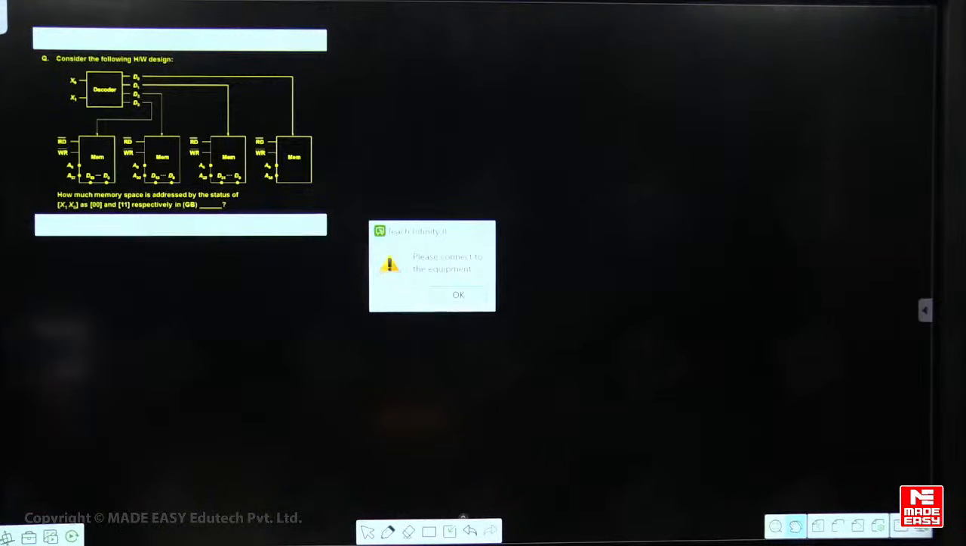Already. Yashika placed. Yashika is in IIT Kharagpur. Last year student. Already in IIT Kharagpur. Not visible.